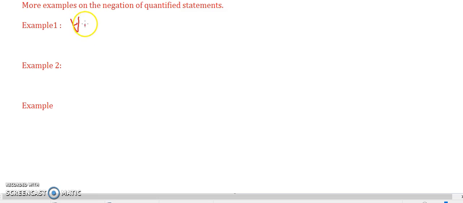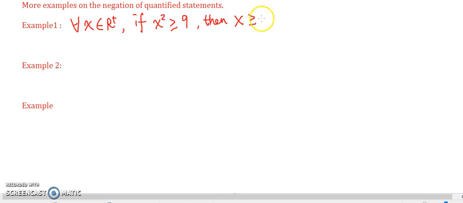Actually, we can use a real number. And for any positive real number x, if x squared is greater than or equal to 9, then x is greater than or equal to 3.